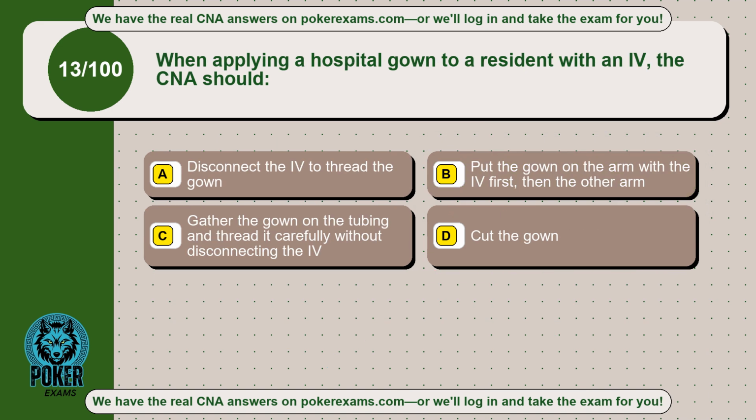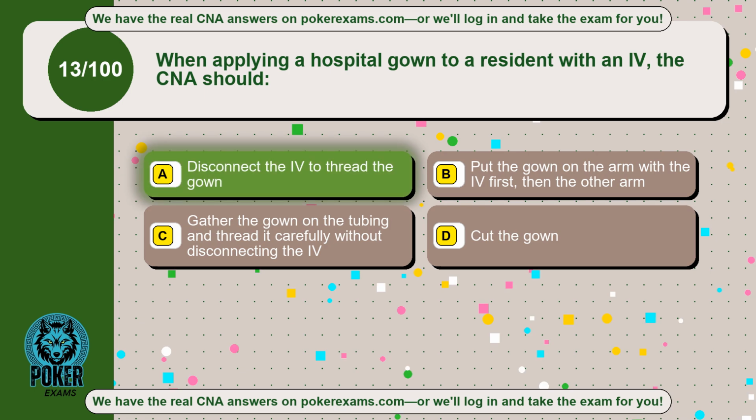Question 13. When applying a hospital gown to a resident with an IV, the CNA should: Option A. Disconnect the IV to thread the gown. Option B. Put the gown on the arm with the IV first, then the other arm. Option C. Gather the gown on the tubing and thread it carefully without disconnecting the IV. Option D. Cut the gown.